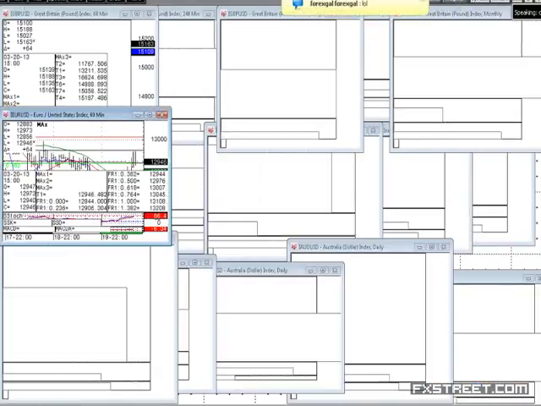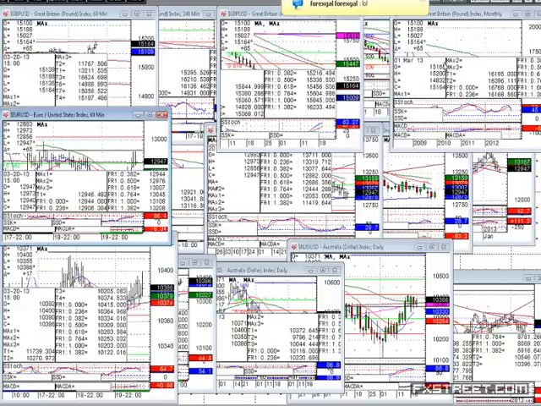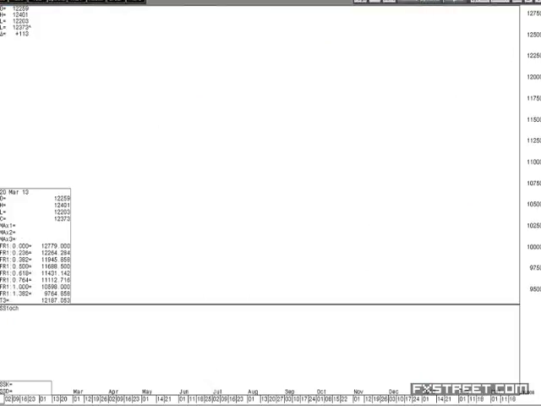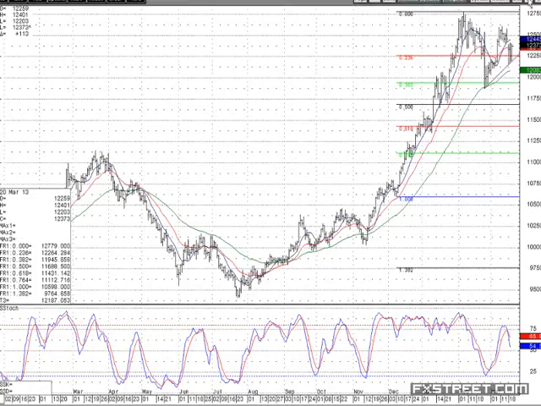Okay. So you'll have to bear with me. Where's my breakout webinar? I've just shown you where the breakouts are. They're when it goes above that little trend line.